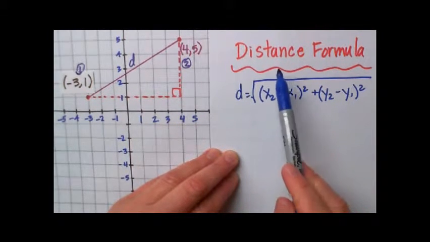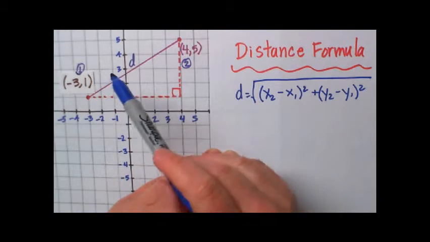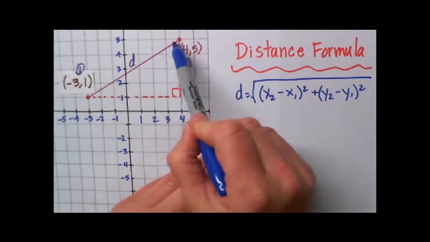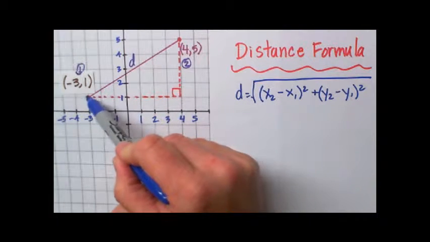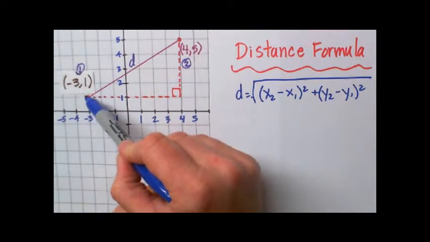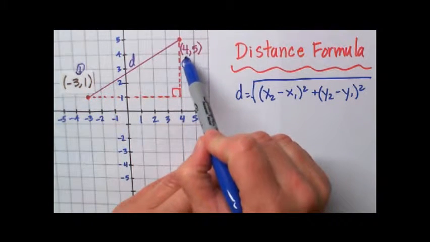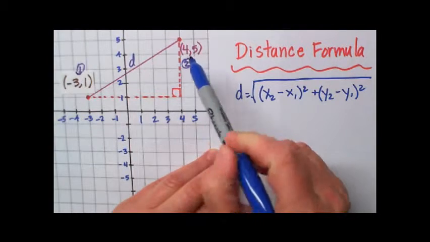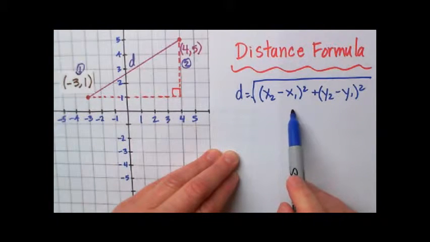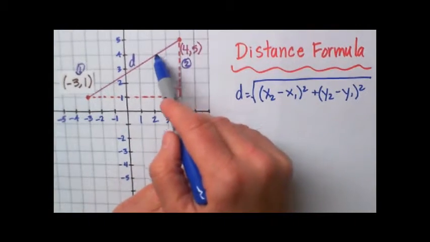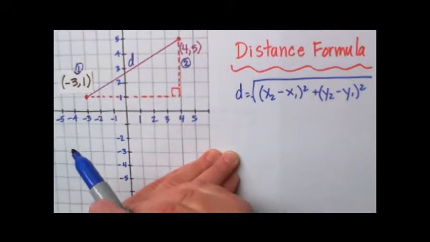Tonight I'm going to do an example of the distance formula for you, and I can use the distance formula to find the distance between any two endpoints on a line segment. So here's my line segment, and the first point has an endpoint of -3, 1. The other endpoint has an ordered pair of 4, 5. So I'm going to put values into the distance formula so I can find out the length of this line segment, or the distance of it.